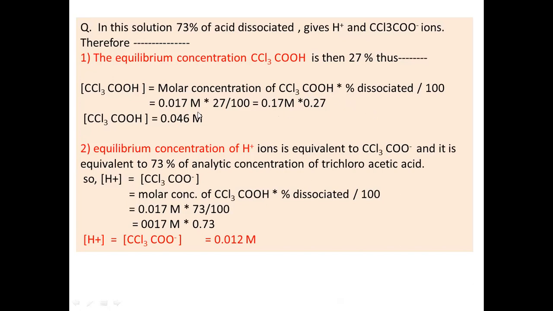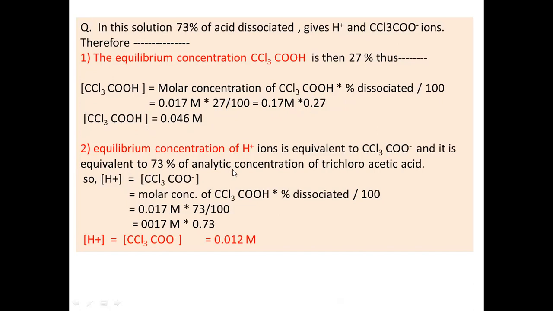By this formula, we will calculate the equilibrium concentration. So we already calculated the molar concentration for 280 milligram. So 0.017 mole into 27, that is undissociated, divided by 100, is equal to 0.017 mole into 0.27. So the concentration of trichloroacetic acid is 0.046 molar. So that is the equilibrium concentration.